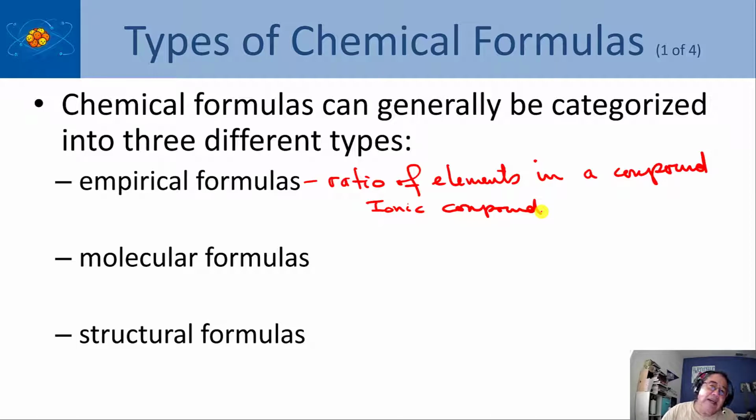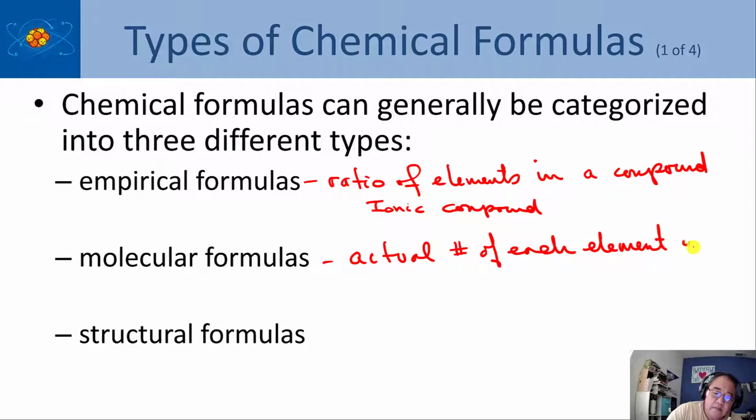The molecular formula is used to describe covalent compounds, and it shows the actual numbers of each element in the compound. And so again, for molecular compounds, that is what we use it for.